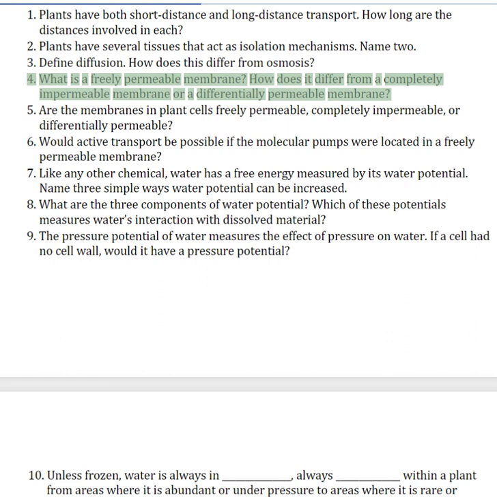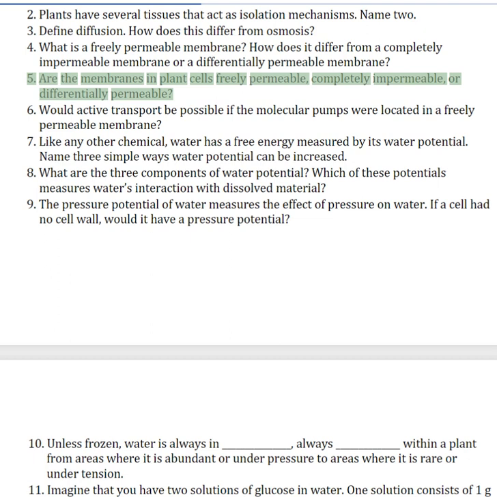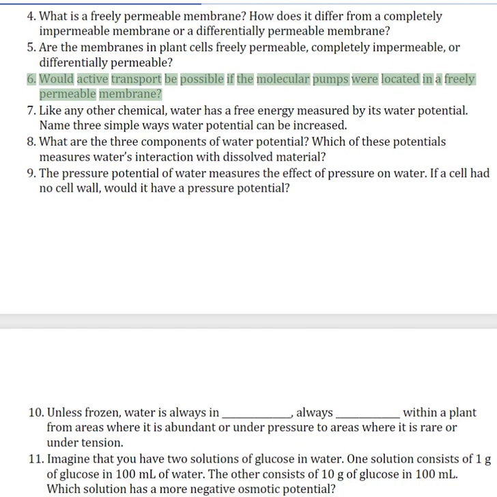4. What is a freely permeable membrane? How does it differ from a completely impermeable membrane or a differentially permeable membrane? 5. Are the membranes in plant cells freely permeable, completely impermeable, or differentially permeable? 6. Would active transport be possible if the molecular pumps were located in a freely permeable membrane?